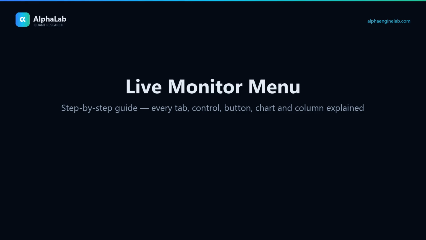Welcome to the tutorial for AlphaLab's Live Monitor menu. This is your live portfolio's control room. Here you see which strategies are trading, how their score evolves, how the drawdown is doing, and any alerts. It's also where you start and stop the daemon, the process that listens to the market and fires the signals. We'll go through every panel, every button, and every table column, one by one, so you have no doubts.